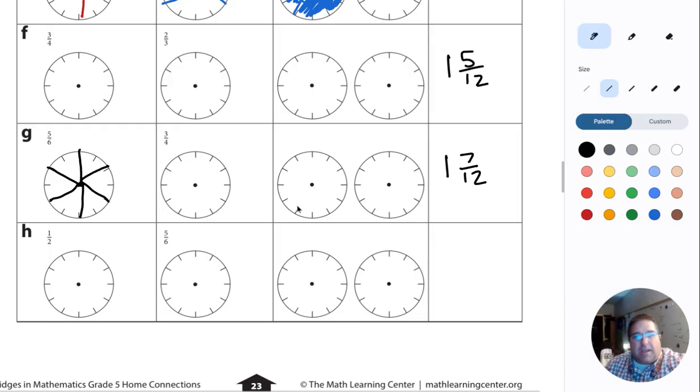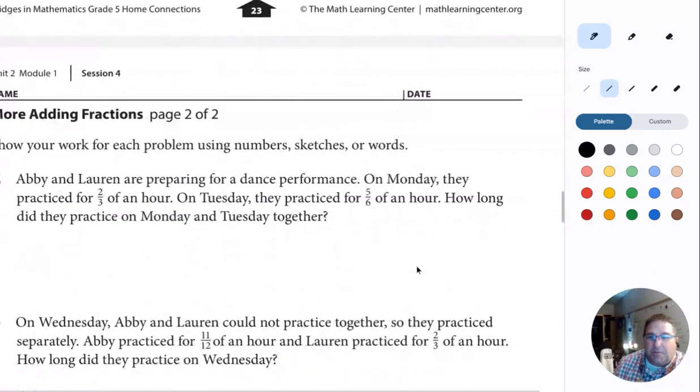And we'll talk more in class, but this last one, we're going to get 1 2/6. But we could also simplify that to 1 1/3. Or you could also think about it as 1 4/12. So we're going to have 4 out of that 12. So we'll talk more in class, but keep that in mind as you're working through it.